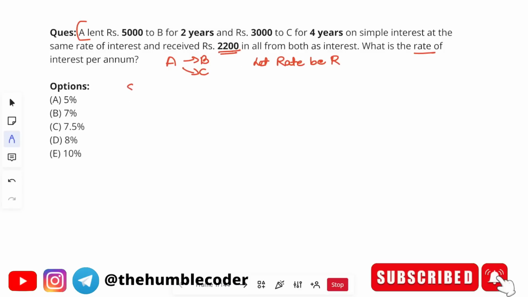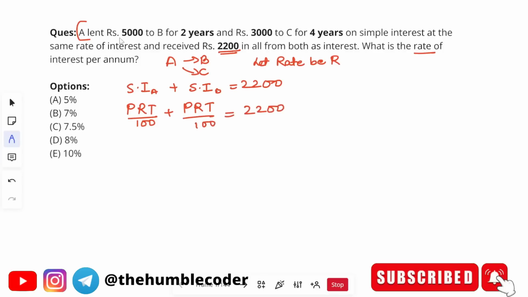Okay, so if I write simple interest for A and then simple interest for B is equal to what? 2,200. Okay, now let's do final things. Okay, so we know the formula for simple interest, which is PRT by 100. Okay, so let's try to substitute the values.